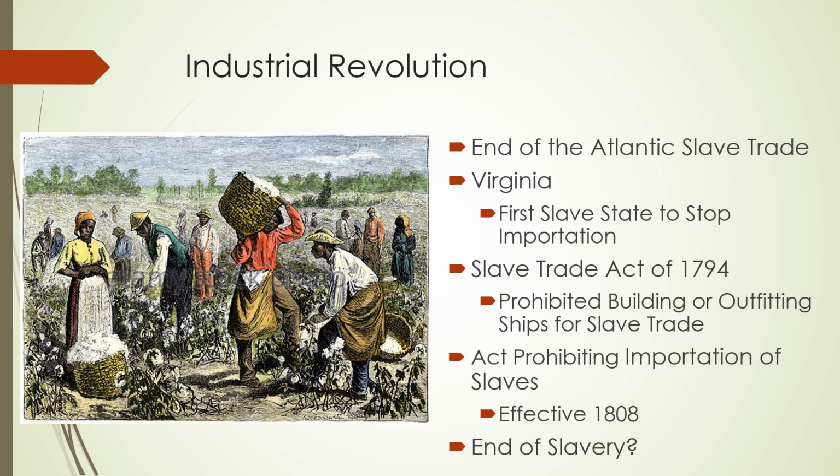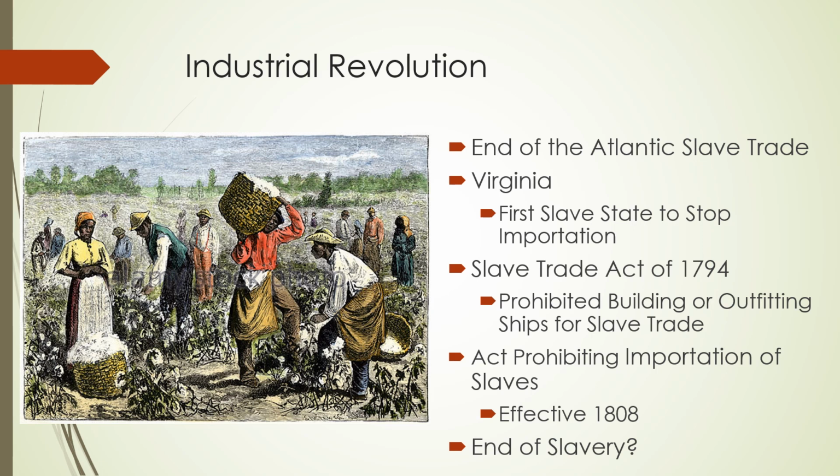Remember, Jefferson is sort of a paradox of an individual, because he is a slave owner, but he's the guy who writes that all men are created equal. Okay, he is really the man who gets Virginia to stop importing slaves from Africa.